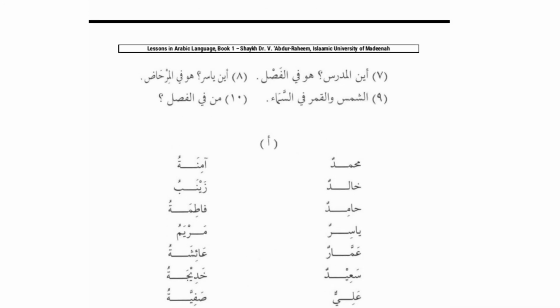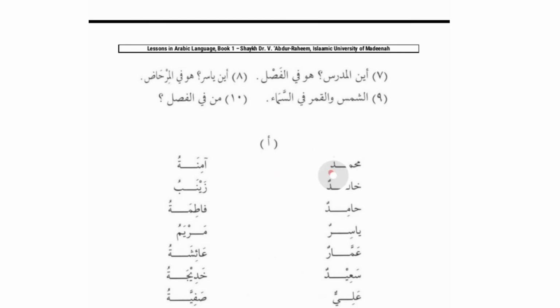So in this page here, what this page is trying to explain to us is that we have masculine names and feminine names. If you take a look at all of these names here, they're all masculine: Muhammad, Khalid, Hamid, Yasir, Ammar, Saeed, Ali. And in this other column, all of these names are feminine names: Amina, Zainab, Fatima, Maryam. Now, take note, I told you that most feminine names have ta marbuta at the end, which is this rounded ta. You can see most of the names here have a ta marbuta, but not all of them. For example, Maryam does not have a ta marbuta, and that doesn't mean it's a masculine name. It's a feminine name. Zainab also does not have the ta marbuta, and it's also a feminine name.